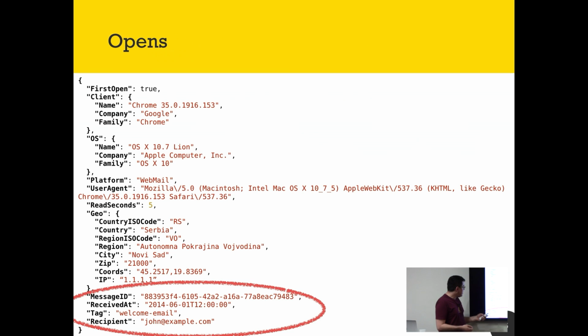And yeah, we give you the message ID and the recipient, so that you know who opened the email. And then I skipped this one. We also give you, based off of the IP address, geographic information, which we'll talk about a little bit more.